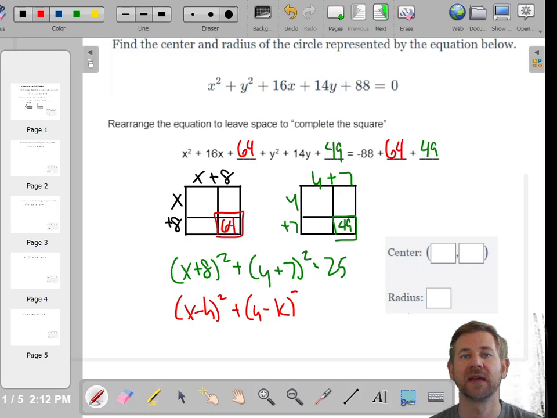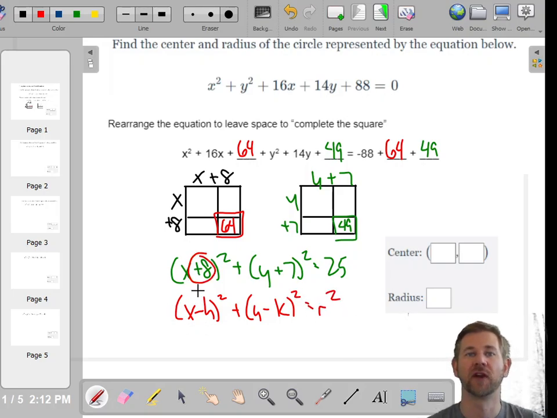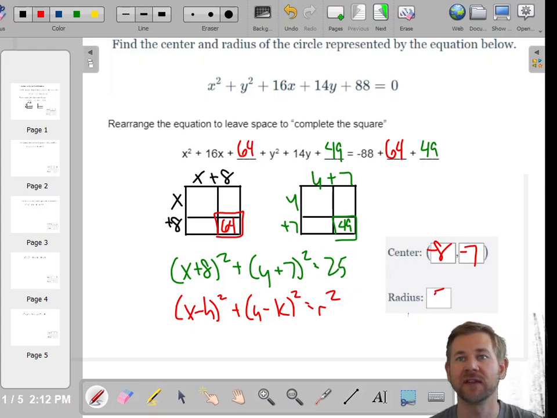So what you need to now remember is the equation for a circle is x minus h squared plus y minus k squared equals r squared. So what did they plug in for h? They plugged in negative 8. What did they plug in for k? They plugged in negative 7. That's why it's written plus 7. And what did they plug in for r? The square root of 25 is 5. So what we should have is the equation of a circle.